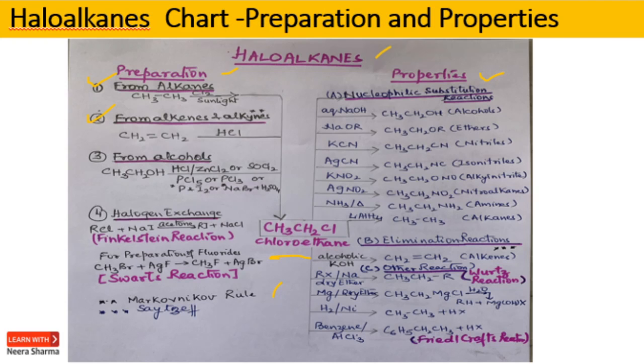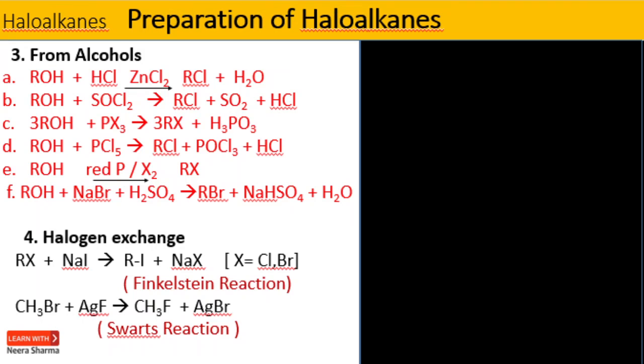We have in the chart, this is from alcohols. If I take an alcohol, I may treat it with HCl, ZnCl2 or SOCl2 or PCl5 or PCl3. With any of these reagents, I will get an alkyl halide. If the reaction is asked separately to complete the reaction, we use these reactions only. I have to remember any one.